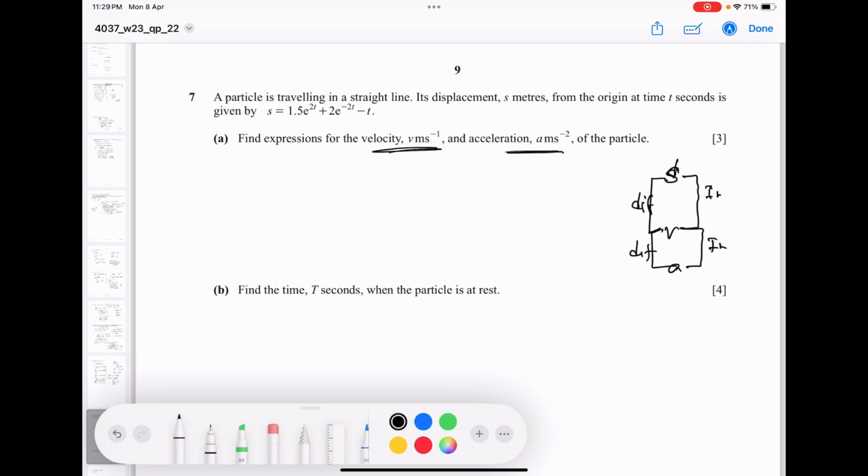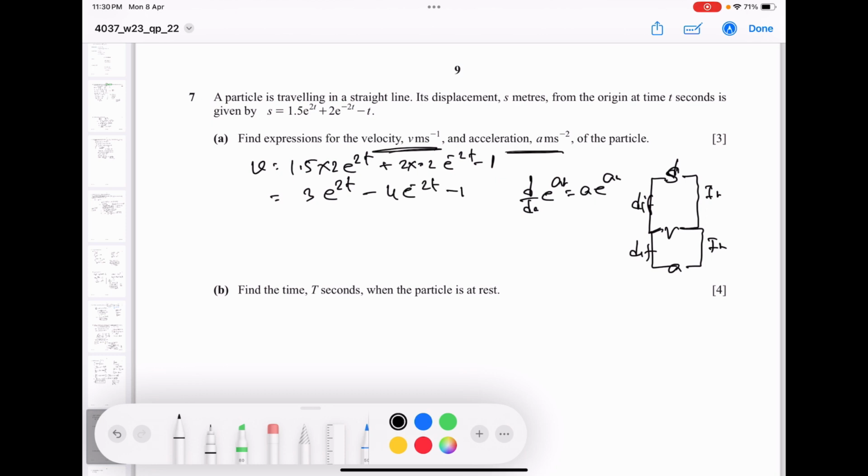Okay, fine. d/dx of e^(ax) equals, if I apply the chain rule, a e^(ax). Now let me use that concept to solve. Velocity equals 1.5 times 2e^(2t) plus 2 times minus 2e^(-2t), and then if I differentiate t, the result is 1. So it becomes 3e^(2t) after simplification, and there will be minus 4e^(-2t) minus 1.